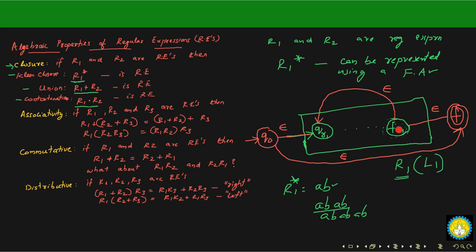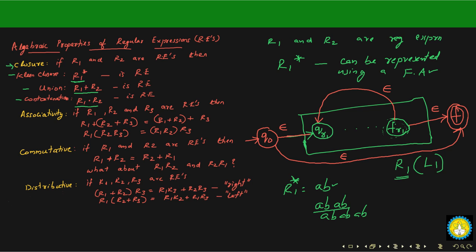And from this FR1, upon getting an epsilon, you can get to the final state. And on an epsilon, you don't have to do anything. So AB is nothing but AB epsilon. That's clear. So if you look at this particular finite automata that we have drawn, this is capable of accepting the epsilon string and any number of patterns of the regular expression R1.